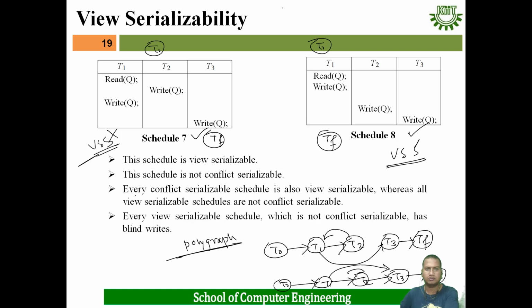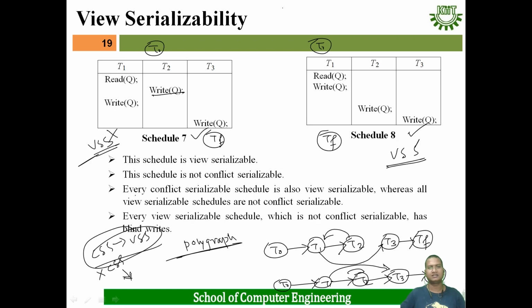This schedule is not conflict serializable. Okay. Another thing you have to remember: whenever a schedule is a conflict serializable schedule, it will automatically be a view serializable schedule. Okay. If a schedule is not a conflict serializable schedule, then we have to check whether any blind write is present or not. What is blind write?